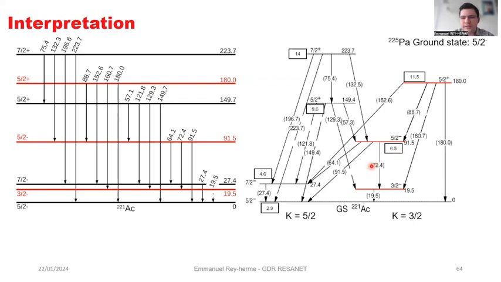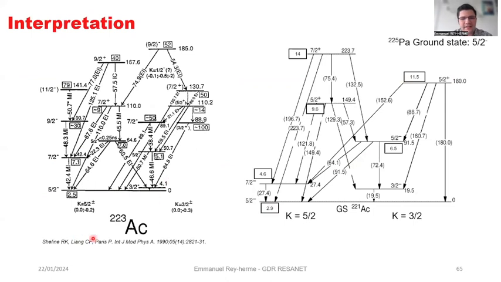And if we look a little bit at the surrounding literature, we can find that actinium-223 has a very similar structure. First, the first thing we can notice is a very low hindrance factor towards the ground state in both cases, 2.5 and 2.9. In both cases, it's the lowest hindrance factor.